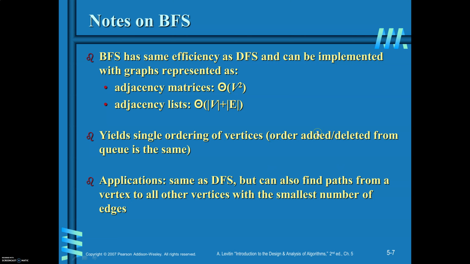So the applications of BFS are the same as that of DFS, that is two common properties. One is you can check whether the graph is cyclic or not. The second property you can derive from BFS traversal is you can check whether the graph is connected or not. And the distinct property of BFS is you can find the minimum edge path.